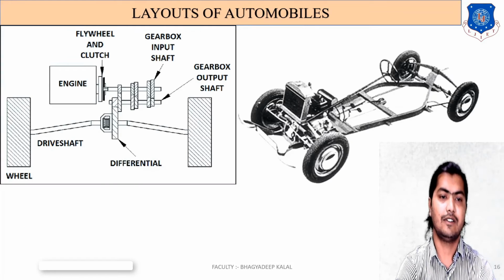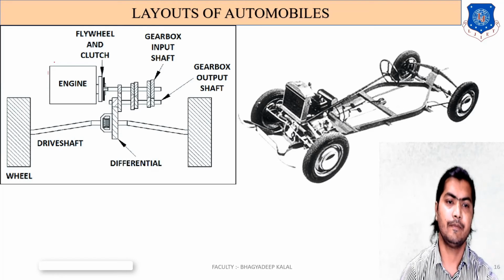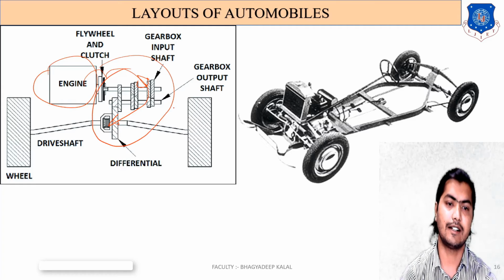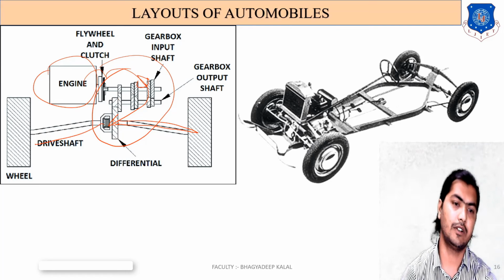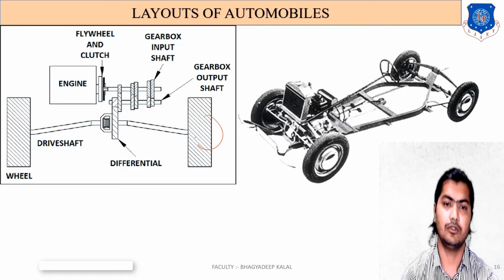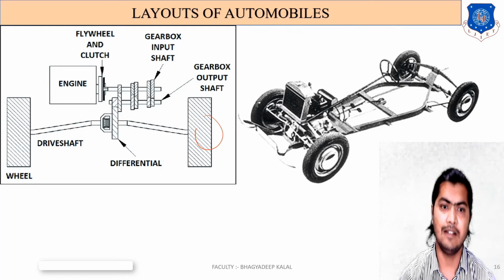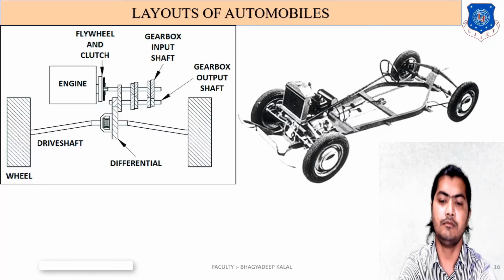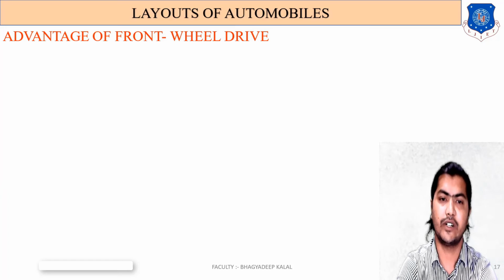Next is the layout. This is our layout. This is our engine. Power is produced by the engine, goes to the clutch, is transmitted to the gearbox, and from the gearbox to this differential. These three components are called the transaxle, and then after reducing the speed, high torque is transmitted to these two front axles, or drive shafts, and to the wheels. Okay, this is our layout of the automobile. From an exam point of view, we can draw this diagram.